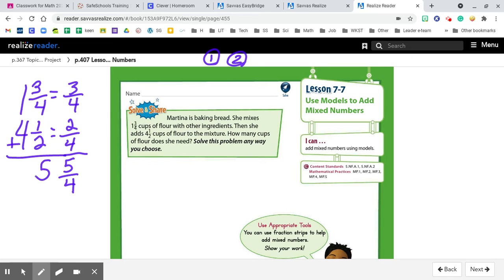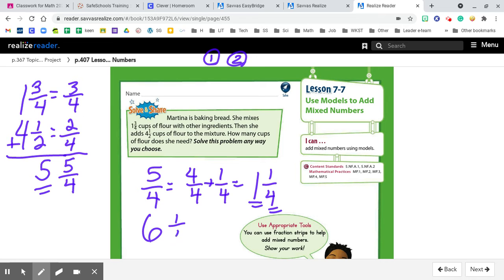So I would never say 5 and 5/4 because trapped inside that fraction is a whole number. So let's see how we can figure that out. So 5/4 is the same as saying 4/4 plus 1/4. Remember, 4/4 is a whole, so it's going to be 1 and 1/4. So I'm going to go back to my original answer. So now I've got the whole number 5, the whole number 1, and 1/4. So my final answer is 6 and 1/4. So 5 and 5/4 is the same as saying 6 and 1/4.